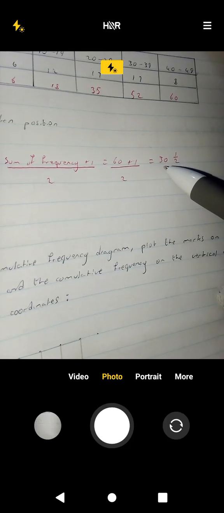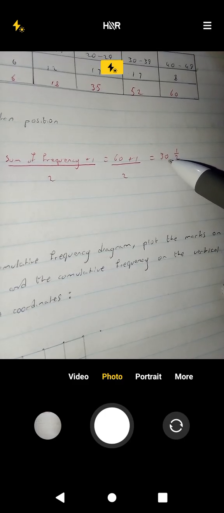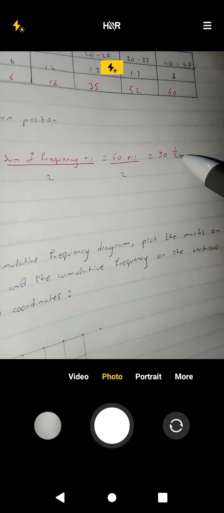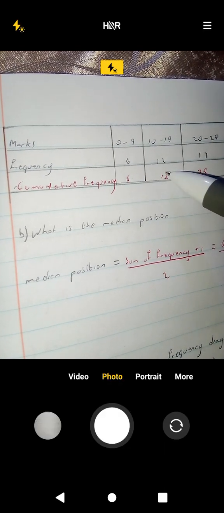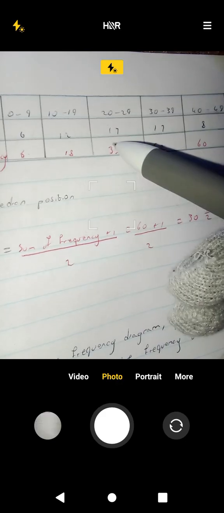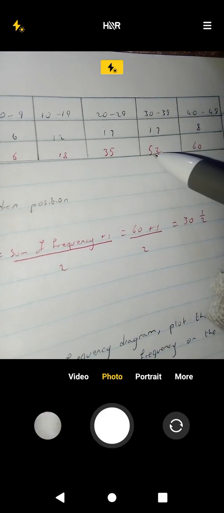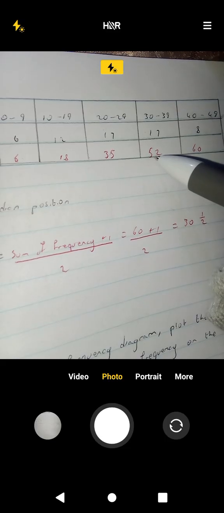So actually, if the median is 30 and a half, then the median is the mean of 30 and 31, which is 30 and a half. So where could 30 and a half lie in this table? The cumulative frequency row should help us, because this box shows the frequencies from 0 to 6, then this shows frequencies from 6 to 18. This shows frequencies from 18 to 35. This shows frequencies from 36 to 52.